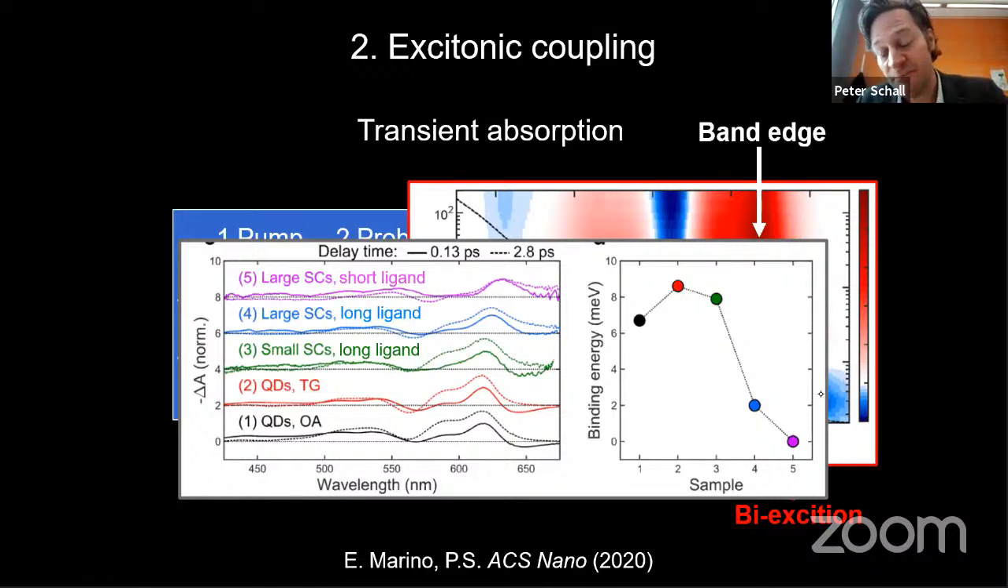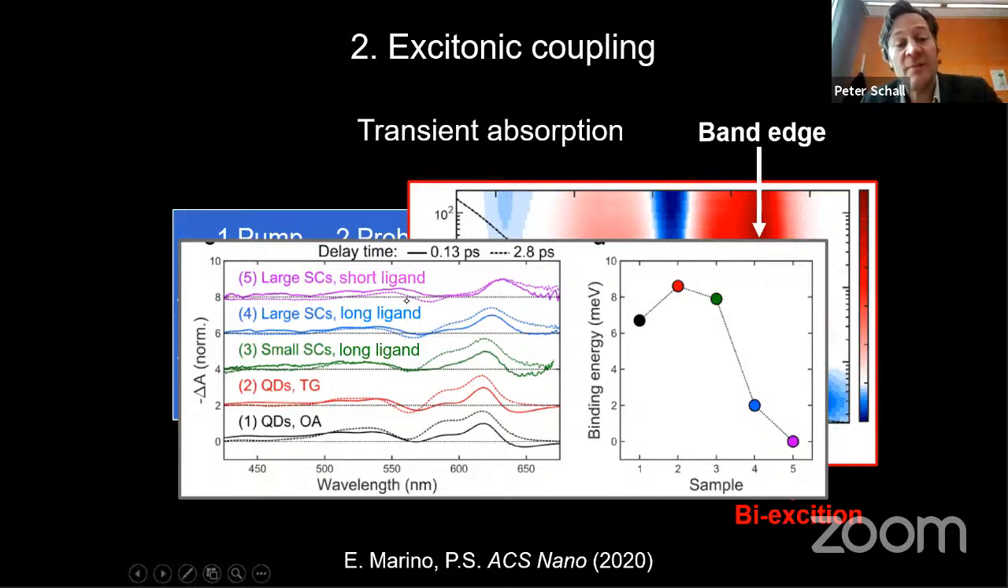In fact, we could see now that as a function of coupling and of the size of the structure, this bound exciton can actually vanish. If we have individual nanocrystals, this is sample 1 and 2, essentially you have the bound bi-excitons and they cannot separate. So essentially the excitons cannot move or travel far.